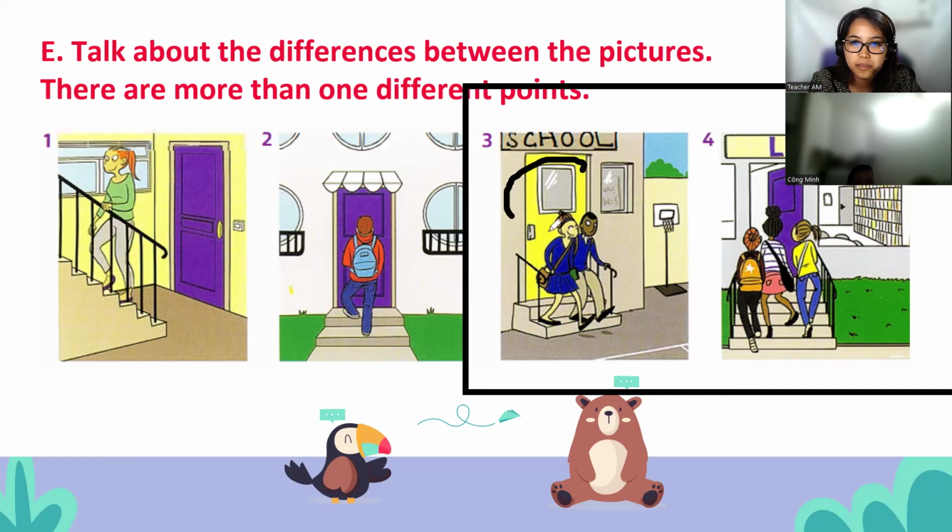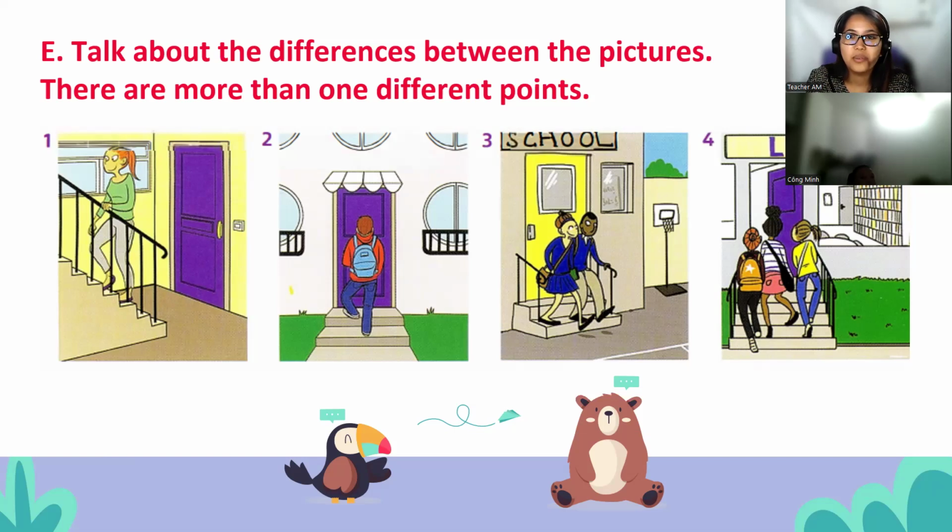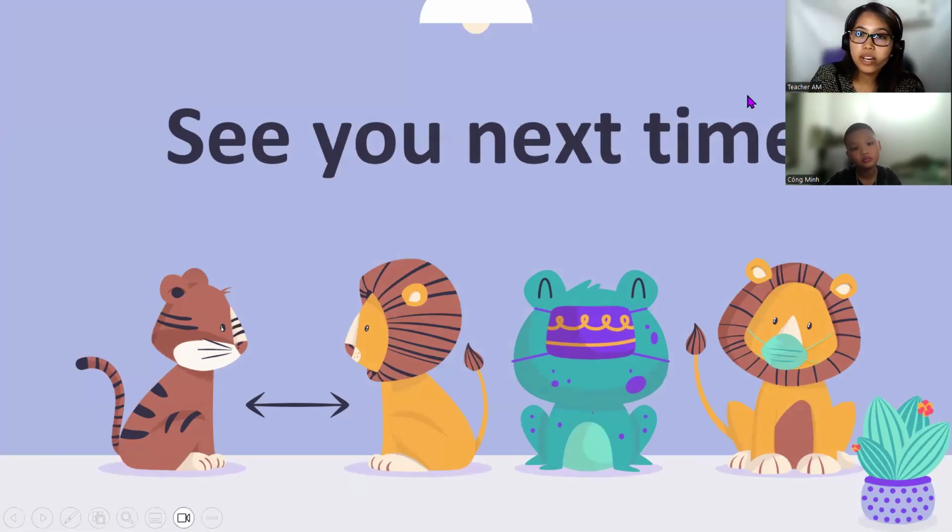One more. Look. The door in picture 3 is yellow, but in picture 4, the door is blue. Wow, well done. Give me a high five. Very good. You are smart. Now you have this one big candy for you. Very good, Min.